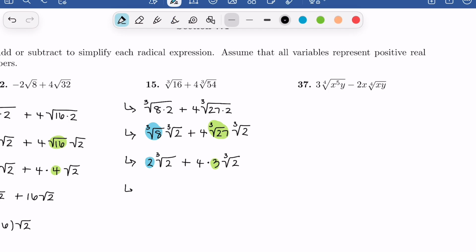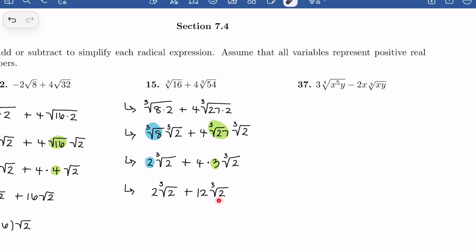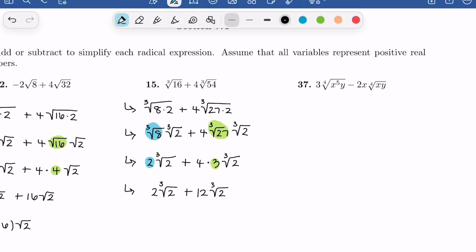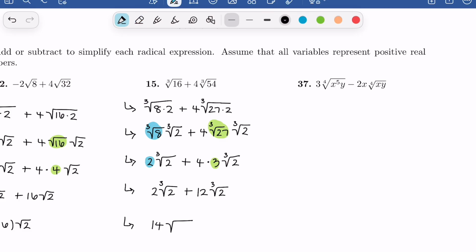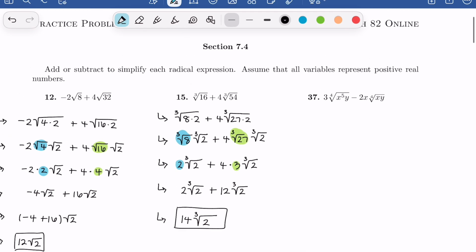Let's go ahead and keep simplifying. We're going to have 2 times the third root of 2 plus 12 times the third root of 2. Now, at this point, we have two radical expressions that we want to add together, and both of these expressions have the same index and the same radicand. So we can go ahead and just combine them. We're going to end up with 14 times the third root of 2. Let's make that a little nicer. And this would be our final answer.